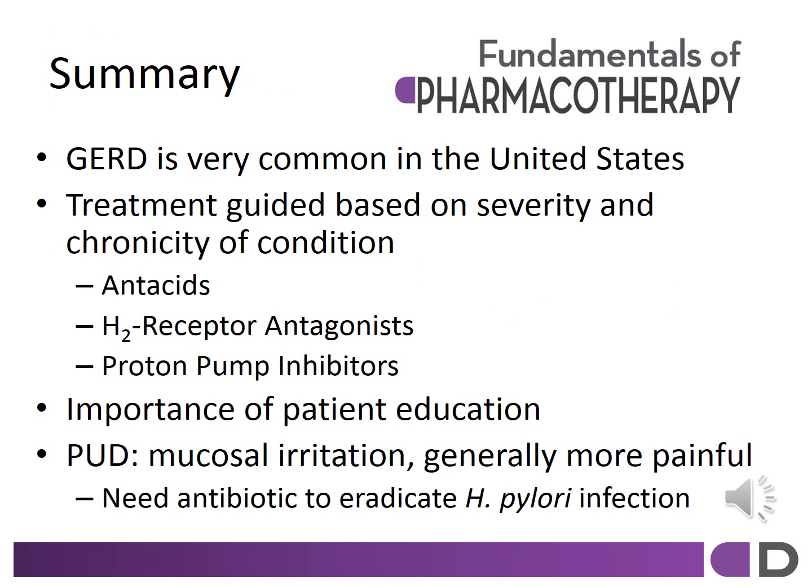In summary, GERD is a very common disease in the United States, and the treatment is based on the severity and frequency of the condition. Antacids work by chemically neutralizing the acidic environment of the stomach. H2 receptor antagonists block the histamine receptors that inhibit histamine from turning on acid pumps, and the PPIs shut down the pumps completely.